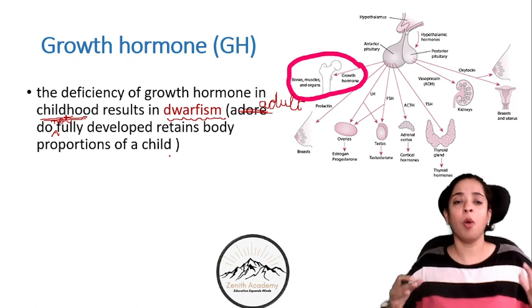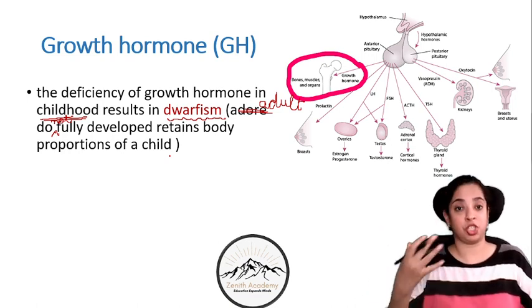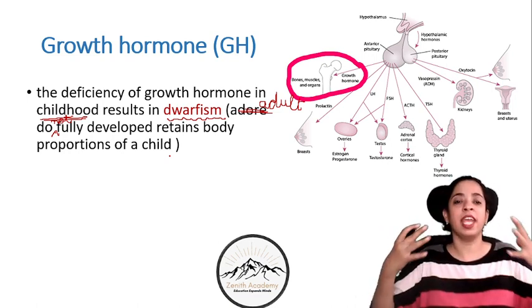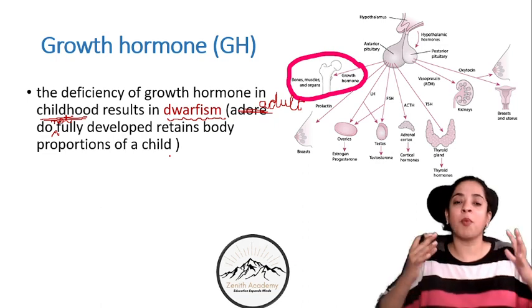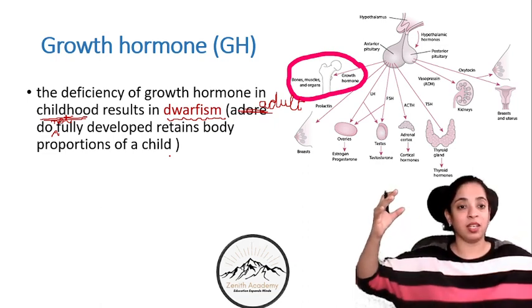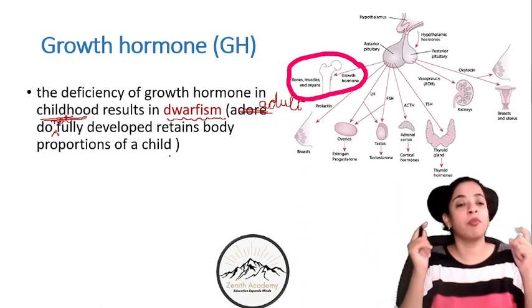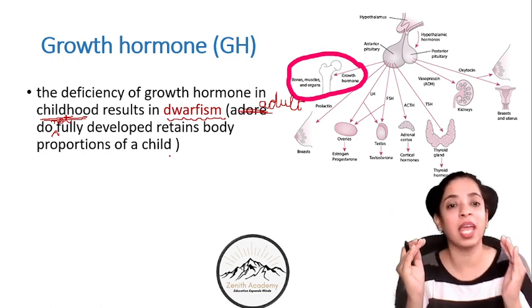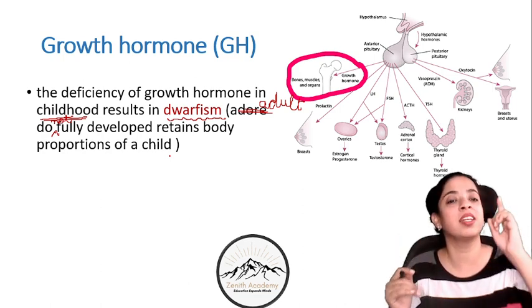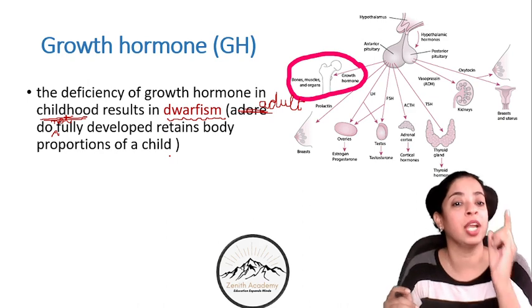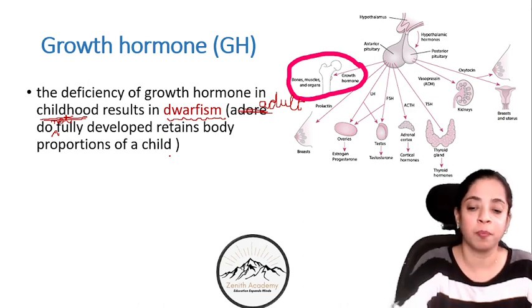So when we grow big, when we age, our organs and our body parts are not growing as an adult. It retains the proportion of a child and we remain like a dwarf when there is a deficiency of growth hormone in childhood. Did you get it?